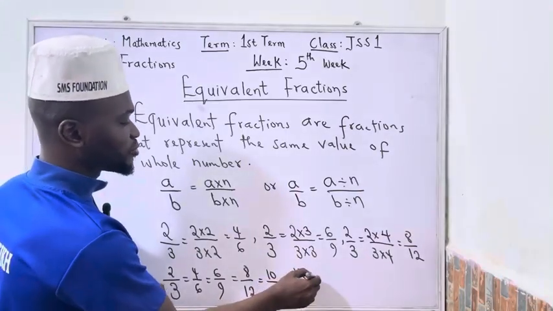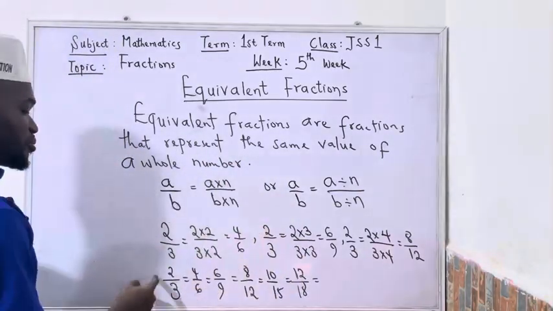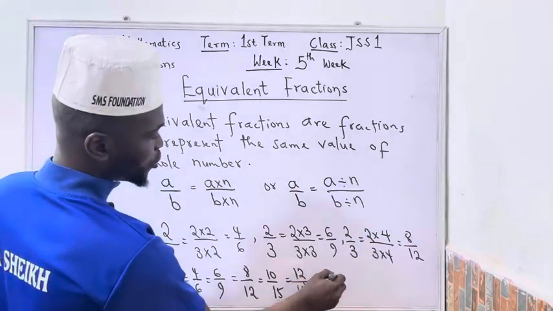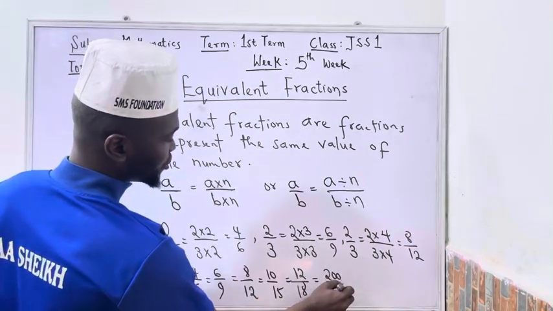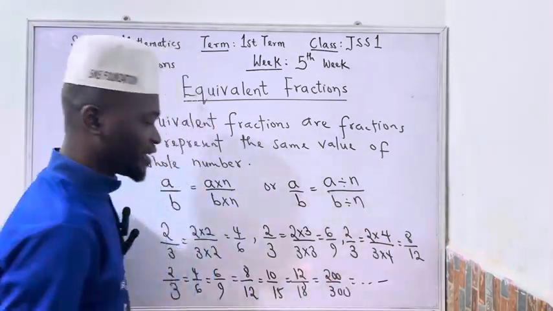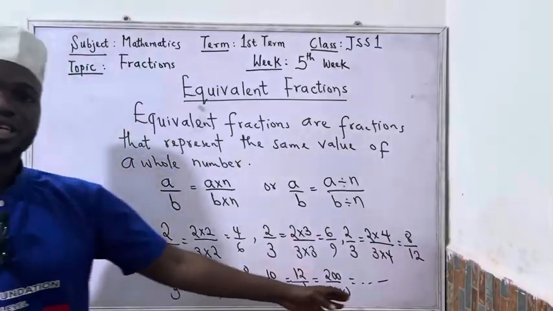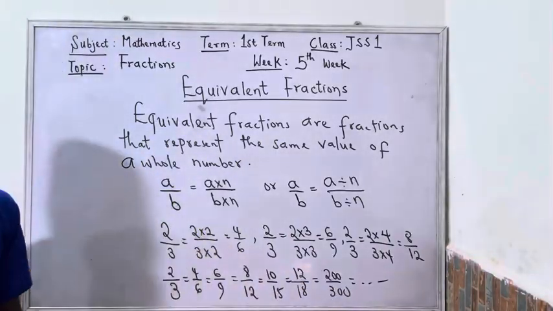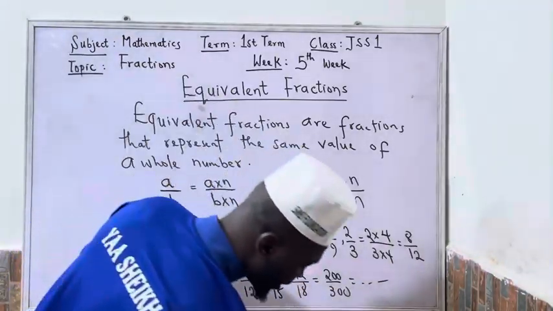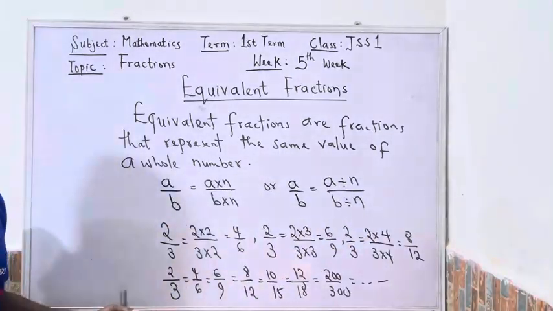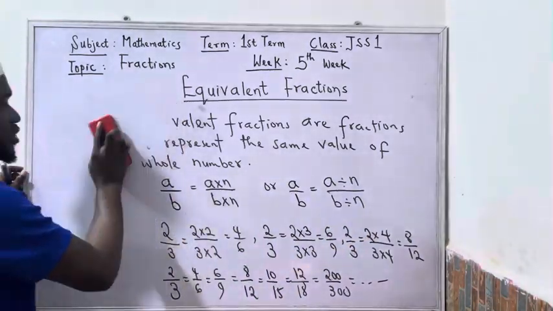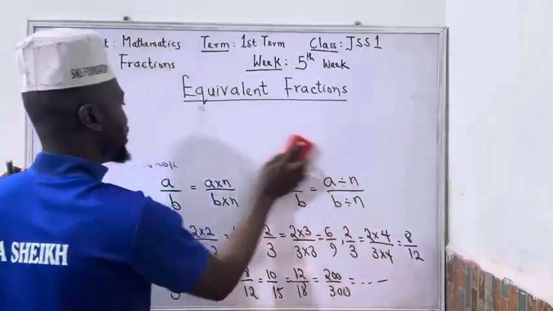In fact, I can multiply by a bigger number. Even if I multiply by 100, I will have 200 over 300, and it can continue like that. So all of these fractions are equivalent to each other. It is not only by multiplying, it can be by division as well.